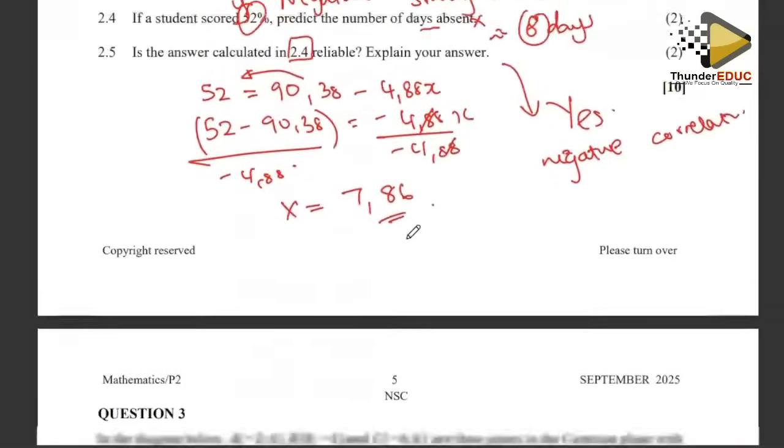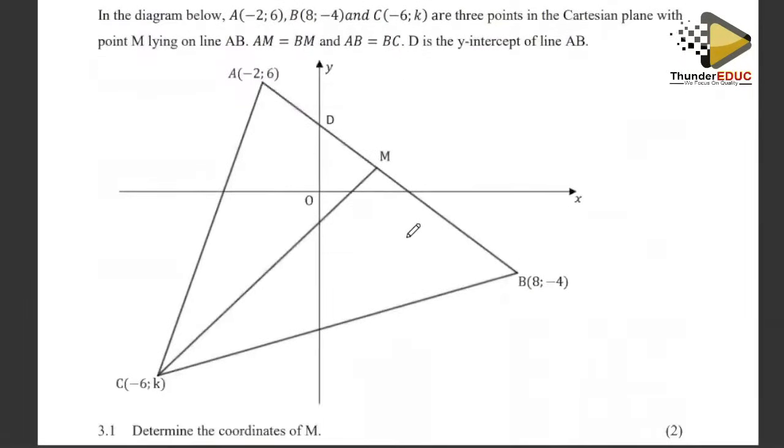All right, then we move on to question number 3, which is the analytical. In the diagram below, A is (-2, 6), B is (8, -4), and C is (-6, K). They are 3 points in the Cartesian plane with M lying there. They are telling us that AM is the same as BM, meaning that this point is a midpoint. Also AB is the same as BC. Then D is a point on the y-intercept of the line AB.